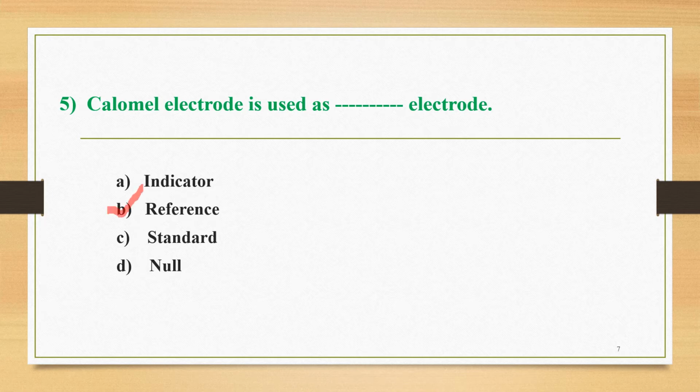It is to be used as a reference electrode in order to determine pH of a given material. On the other hand, this is the indicator electrode. We know very well that the glass electrode is used as an indicator electrode. Next is the standard electrode. Those electrodes which have a known amount of EMF are called the standard electrode. And next is the null electrode, that is, the electrode having zero potential. It is a theoretical concept. Practically no electrode is a null electrode. So for this question number 5, the correct answer is option B, that is, calomel electrode is used as a reference electrode in pH determination by using the pH meter.